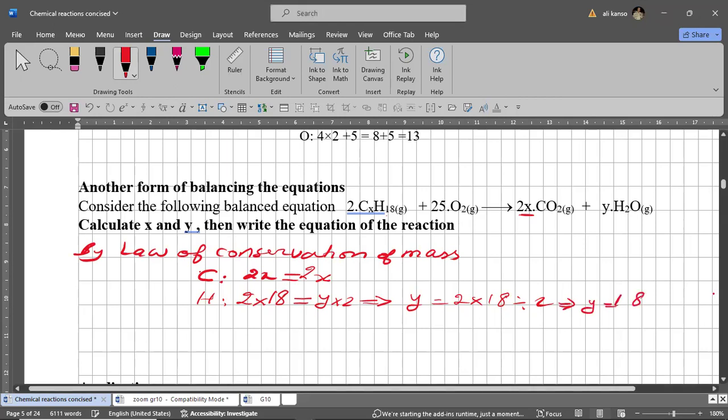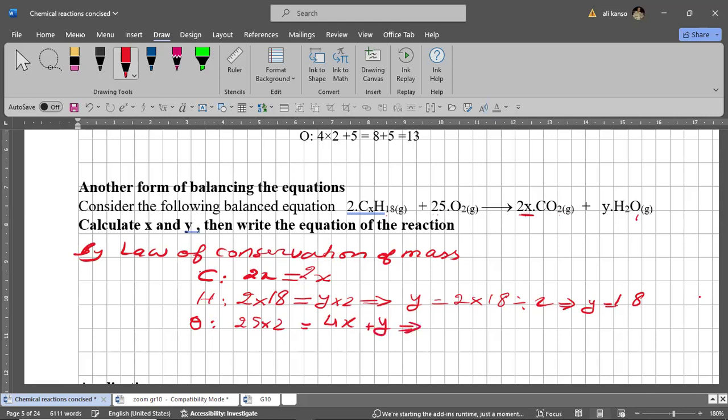Finally, to find x, we go to oxygen atoms. How many oxygen atoms do we have on the reactant side? We multiply 25 by 2. 25 by 2 should be equal to what? To 2x times 2, which is 4x, plus here, 1 times y.